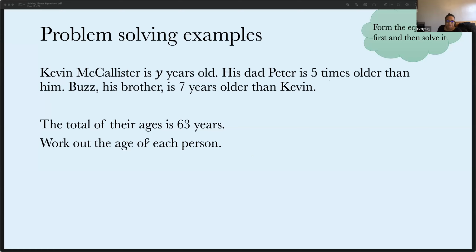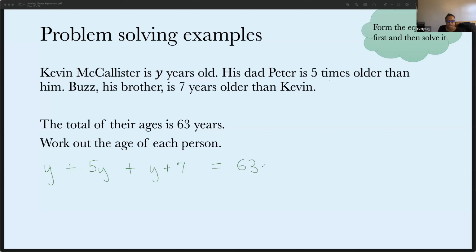So first of all, Kevin is y. His dad is 5 times older than Kevin, which means 5 times y is 5y. And Buzz is 7 years older than Kevin, so that just means y plus 7. Now, they told us that the total of their ages is 63. So if I add all of their ages together, this gives me 63. This is the equation that we would have needed to form.